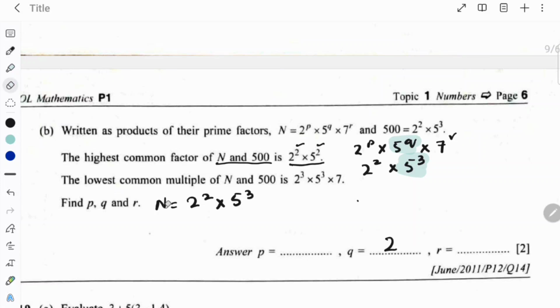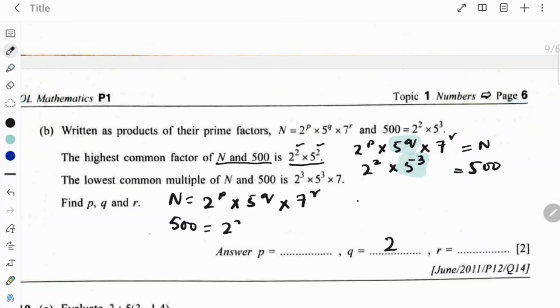Okay, n is given, which is 2 to the power p into 5 to the power q into 7 to the power r. This is n, and this is 500, and 500 is equal to 2 square into 5 cube. We just looked at the highest common factor, which is 2 square into 5 square. Now we are looking at the lowest common multiple of n and 500. So its LCM is given, that is 2 cube into 5 cube into 7.